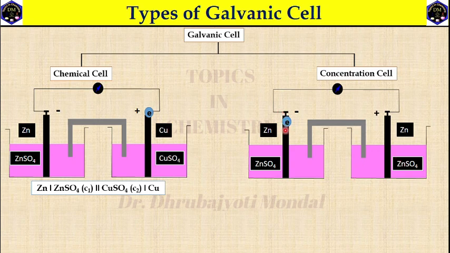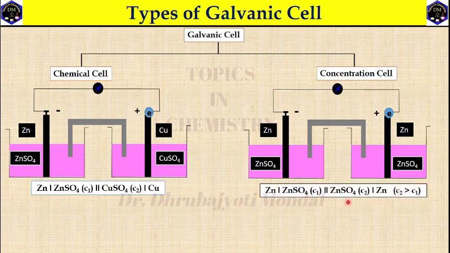Again the electron flow is from the negative electrode to the positive electrode like this, and the current flow occurs from this electrode to this electrode. So what is the cell notation for the concentration cell? Here you can see this is the cell notation: Zn vertical line, ZnSO4, in bracket the concentration is given, C1. Then you are using the salt bridge, so double vertical line. Again ZnSO4, zinc sulfate, here in bracket the concentration is C2. Then again a vertical line, and this is the zinc electrode.